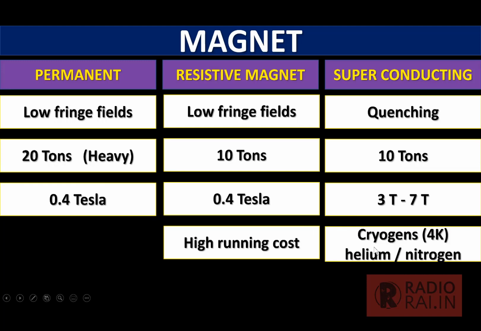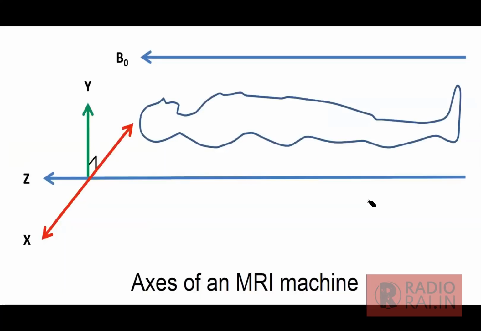Okay, so the cryogen that was used is nothing but helium and nitrogen, which was maintaining 4 Kelvin or minus 290 degrees Celsius. Okay, this is the temperature. So that's very simple about the magnet that is used. So the magnet used in MRI, this is what we have to write. Okay, now let's see how the patient is placed.